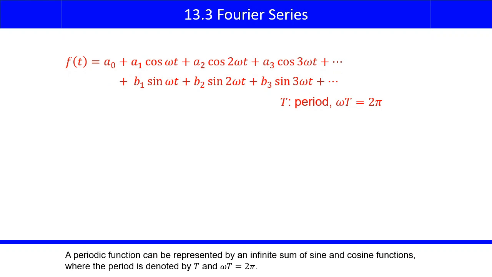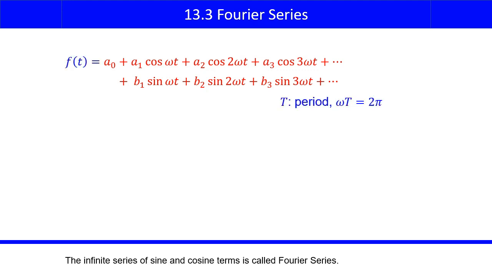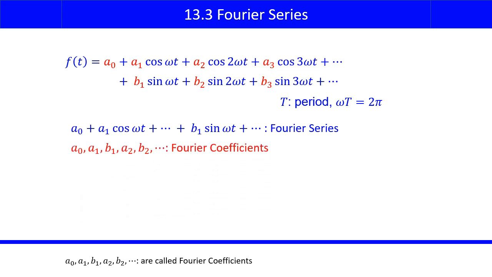A periodic function can be represented by an infinite sum of sine and cosine functions, where the period is denoted by uppercase T, and omega T equals 2 pi. We call the infinite sum of sine and cosine functions Fourier series. A0, A1, B1, A2, B2 are called Fourier coefficients.